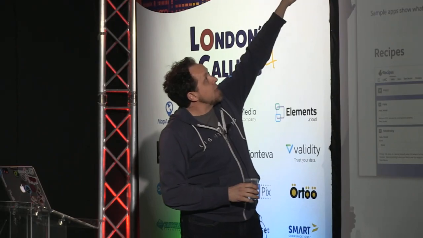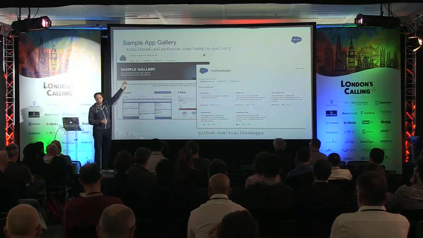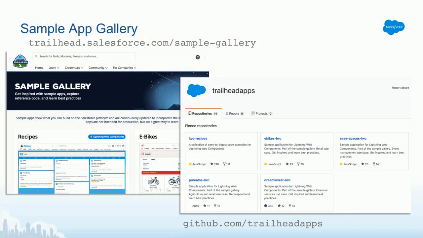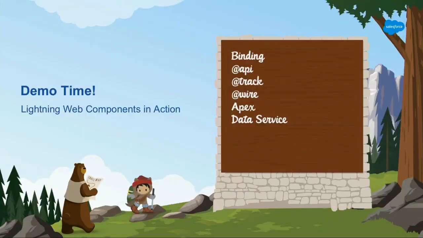The actual sample gallery is in Trailhead, although there's no link for it yet. But if you go to trailhead.salesforce.com/sample gallery, you will find that. If you want to see the code, it is in github.com/trailheadapps. So that's the URL down there. Although if you're in the sample gallery, every one of these has a link to the GitHub repo for that particular solution. And there's 5 of them today. I used code from 2 different ones, mostly from recipes and one called Dream Invest, which is meant to be a financial services use case.